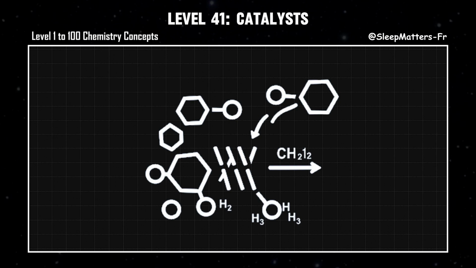Level 41. Catalysts. Catalysts are substances that speed up a chemical reaction without being changed themselves. They are like silent helpers. They make things happen faster, easier, but they are not part of the final result.